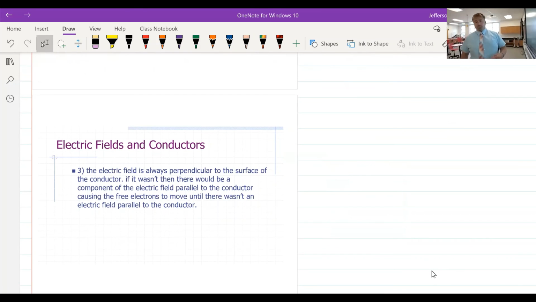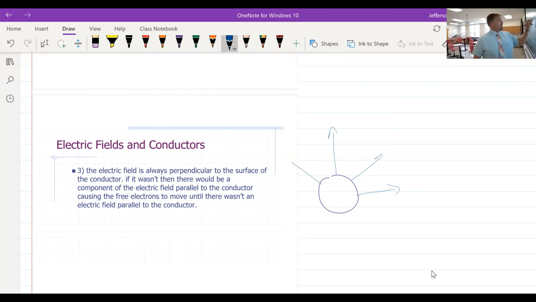And also, the electric field lines must always be perpendicular to the surface. So if I were to draw a circle, if I were to draw a charge, my electric field lines have to be perpendicular to the surface. And sometimes I get sloppy when I draw, okay? But you have to remember that it's always going to be perpendicular, because if it wasn't perpendicular, then there would be a horizontal component to that electric field line, which would cause charges to move. Okay, and I'll explain that in more detail as well.